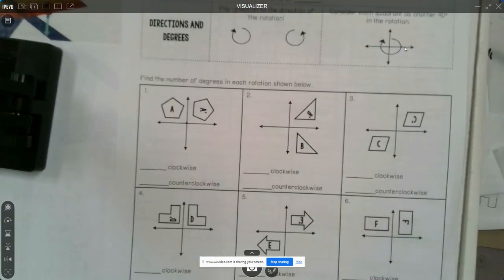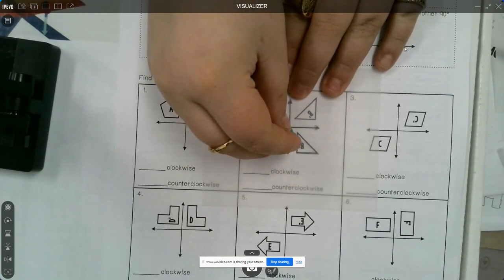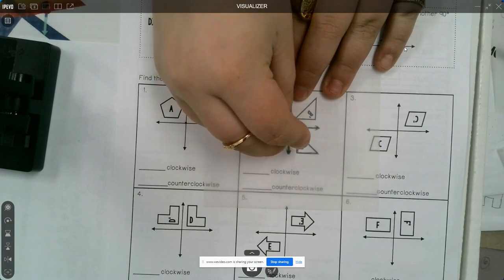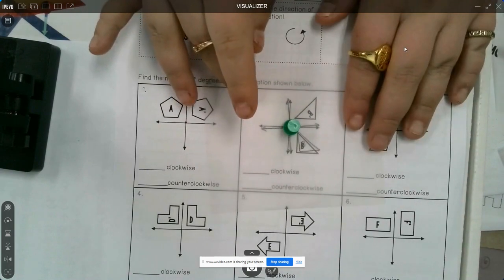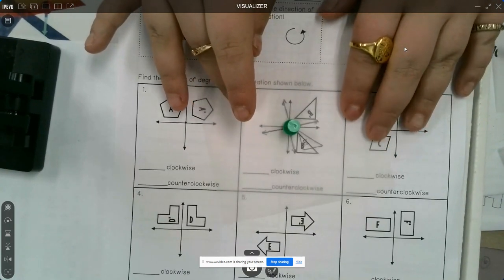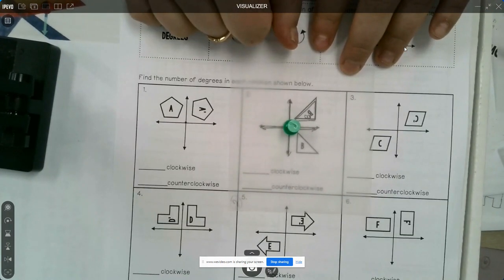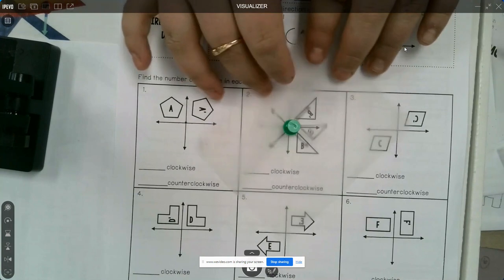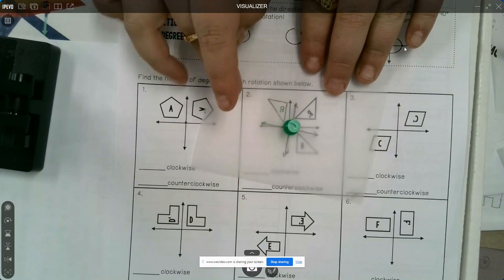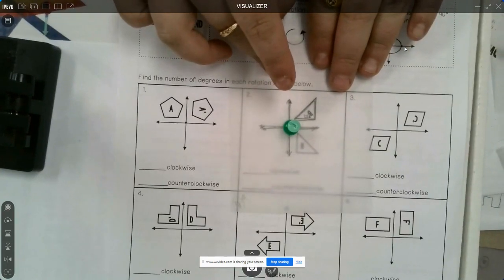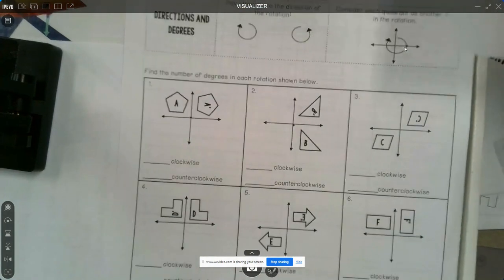Okay, so next we're going to go with B. We get B put into place there. Now if we rotate this one counterclockwise, that would just be 90 degrees counterclockwise. If we go clockwise, in order for B to get to B prime, that's going to take 270 degrees. Okay, good.